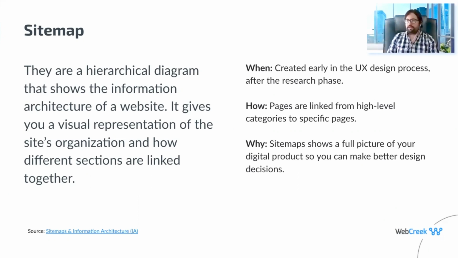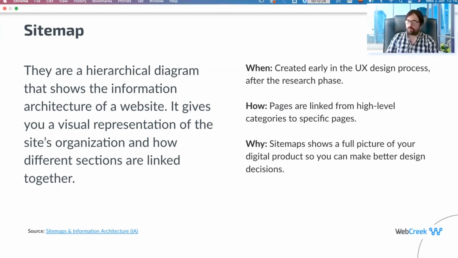When we create these, they're created early in the UX design process after the research phase. Whenever we get information from the client, from users, from the industry, from competitors, then we start to analyze them, and we start to think, okay, if we want to build a website with an X goal, then we need to organize the content in Y mode, you know? So how do we do this? These are pages that are linked from high-level categories to specific pages. We're going to see this in a minute.